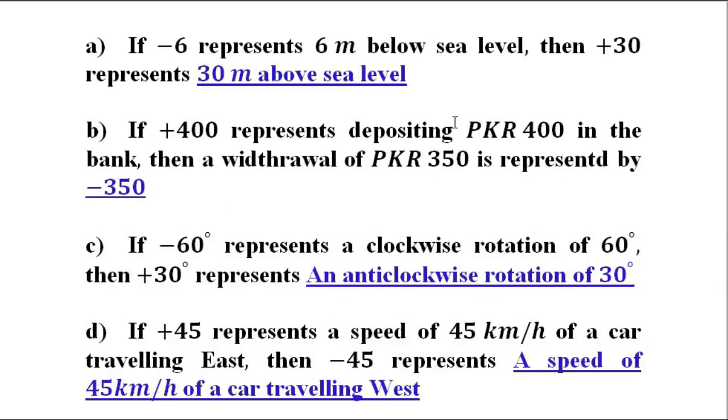Second part is, if positive 400 represents depositing rupees 400 in the bank, then a withdrawal of rupees 350 is represented by negative 350. As the processes of depositing and withdrawing are opposite to each other, similarly, negative 350 means a deduction of 350 rupees from the account. Therefore, the answer is negative 350.